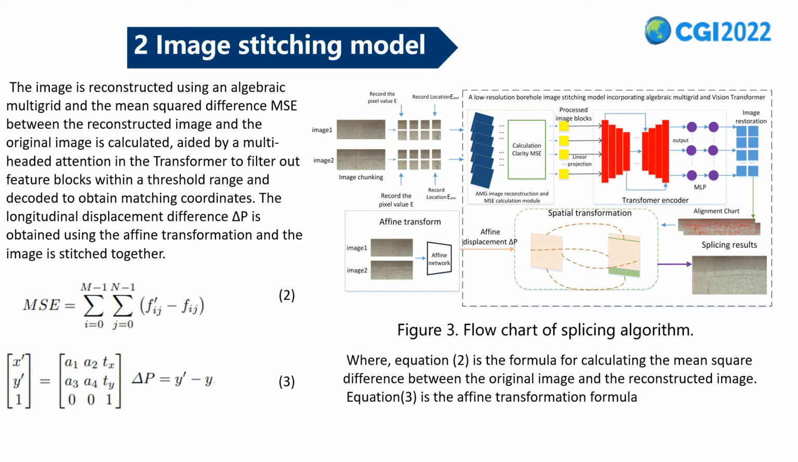Equation 2 is used to calculate the mean square error between the original image and the reconstructed image. Equation 3 is used to calculate the longitudinal displacement after affine transformation, the delta p.